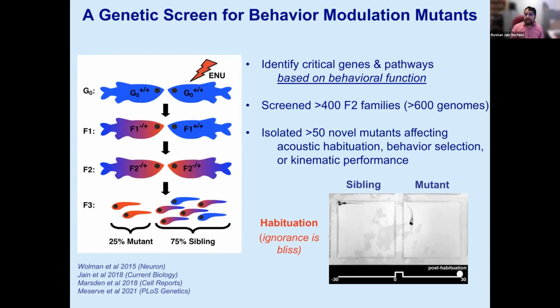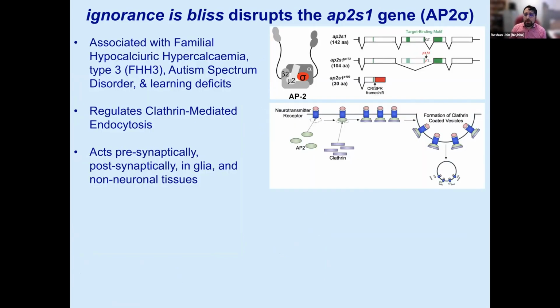And so obviously we're very excited to identify what the relevant gene was here. And so through a whole genome sequencing approach, we found that it was a point mutation in a splice site of this gene called AP2S1, which encodes the sigma subunit of the AP2 or adaptor protein 2 complex here. So this is a tetrameric complex, and the sigma subunit is right there. And so this gene has been associated most frequently in humans with a serum ion balance disorder called familial hypocalciuric hypercalcemia type 3, or FHH3.